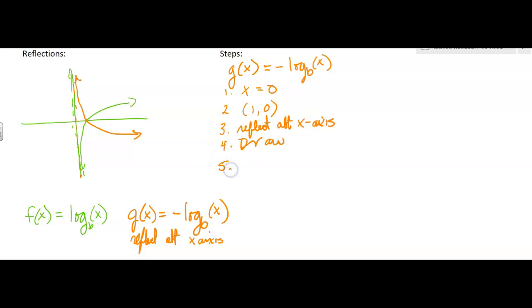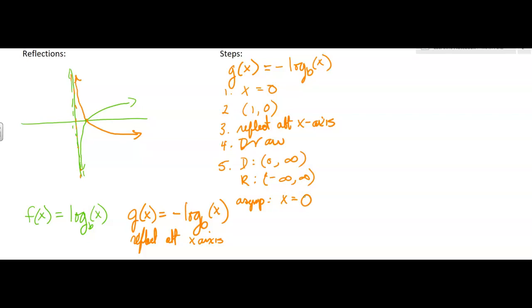And then let's think about the domain and the range and the asymptote. So the domain is still going to be 0 to infinity. The range is going to be all real numbers. And the asymptote is still going to be x equals 0. Notice that it went, though, from an increasing function. Now it's a decreasing function.